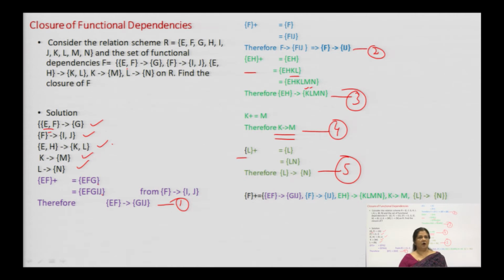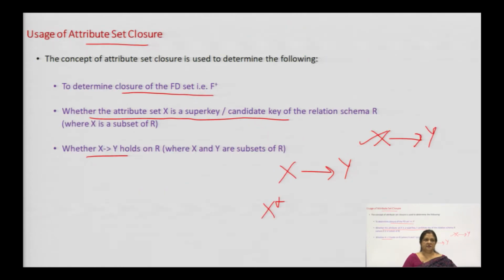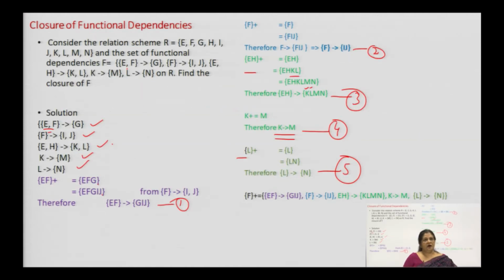So this is how we can use the attribute set closure repeatedly to find the closure of a set of functional dependencies. Now the second usage we said was whether the attribute set X is a super key or a candidate key. Let us see how we can do this.